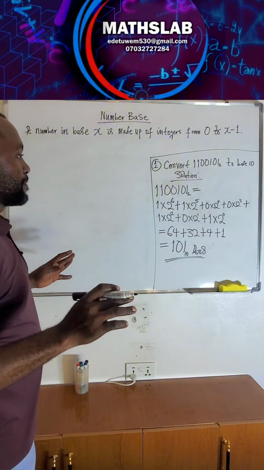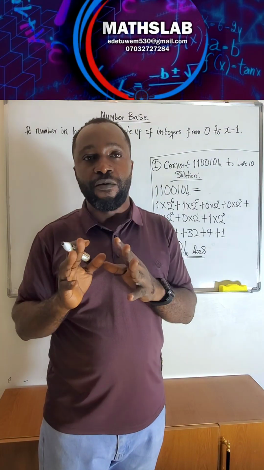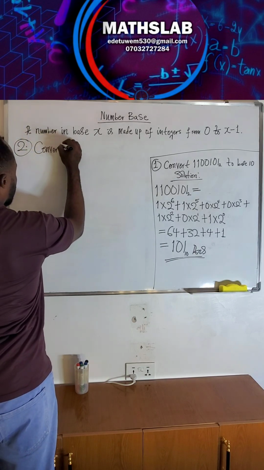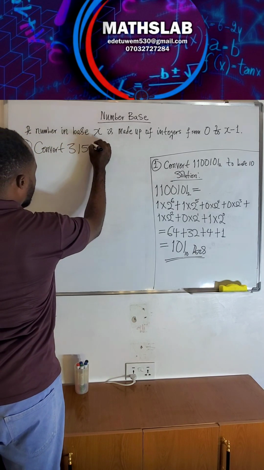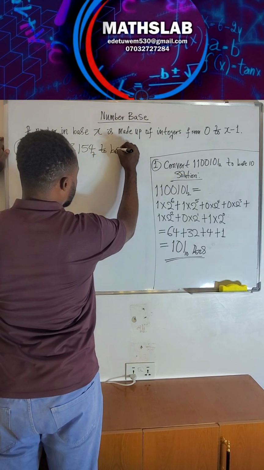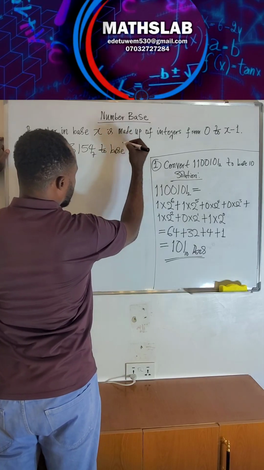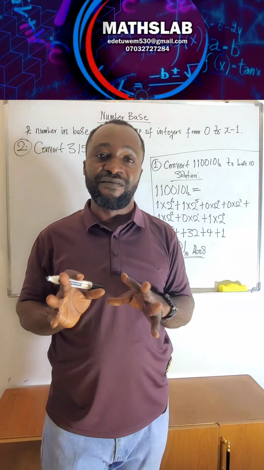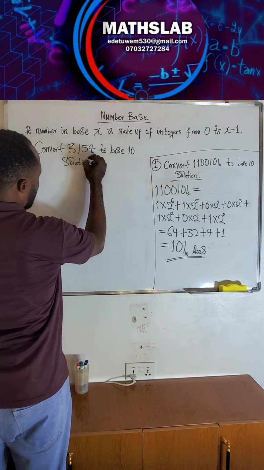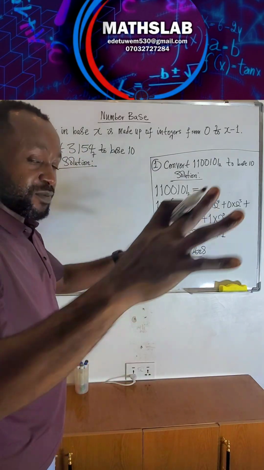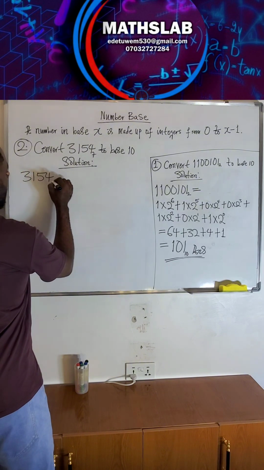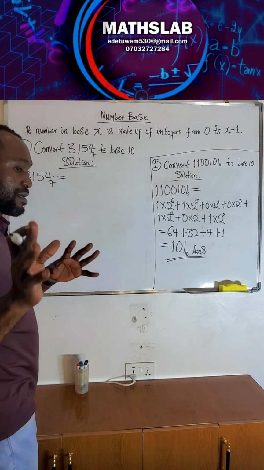All right. Okay, we're going to convert 3154 in base 7. So example 2 says convert 3154 in base 7 to base 10. All right. So convert 3154 in base 7 to a number in base 10. So let's solve this together. All right. Anytime you want to solve a question, you have to state your solution. State the space for your solution to be seen. All right. So here you have 3154 in base 7 to be converted to a number in base 10.